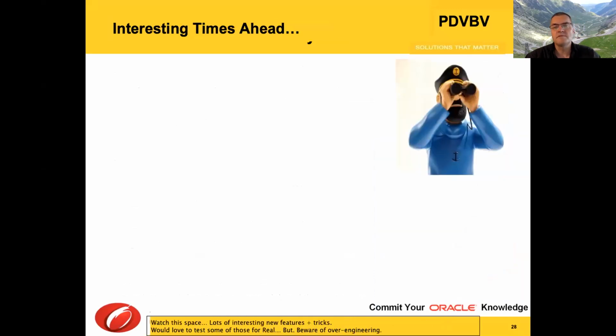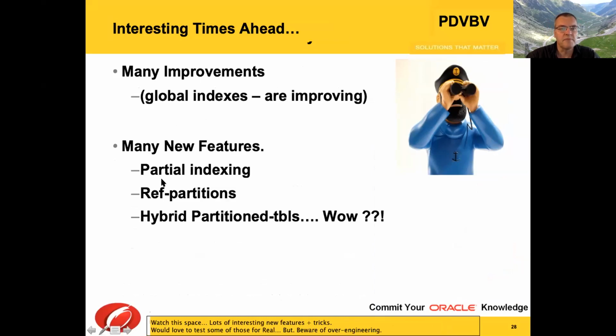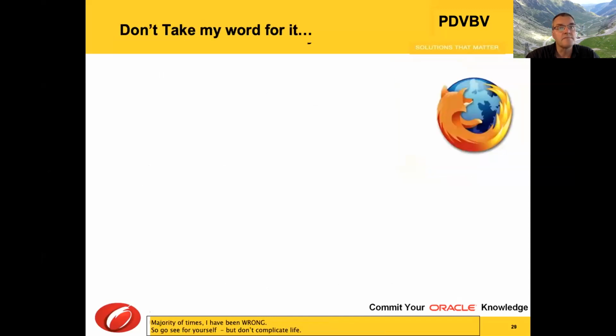There are some interesting items ahead, like Oracle. I told you, Oracle is miles ahead of Postgres or any other system with partitioning. The global indexes that I dislike so much are improving. There are features like partial indexing, ref partitions, and the hybrids that I would love to get my hands on and work with. You know, maybe something for the next presentation somewhere. And maybe we should discuss that, like, what are you interested in regarding partitioning or data storage?